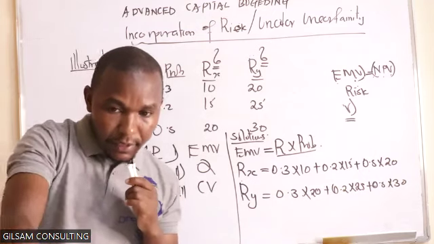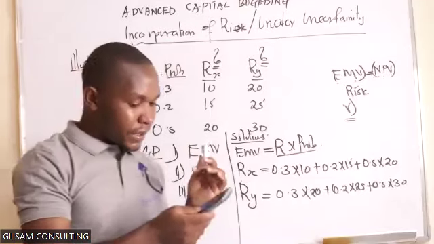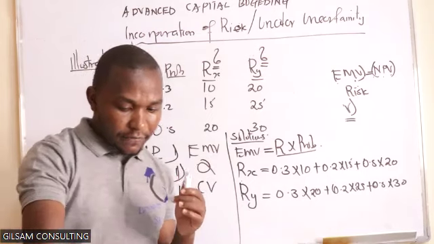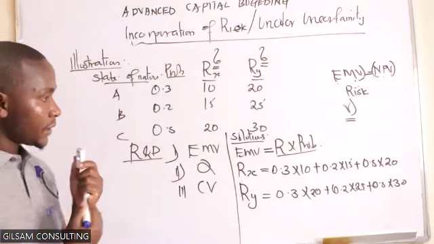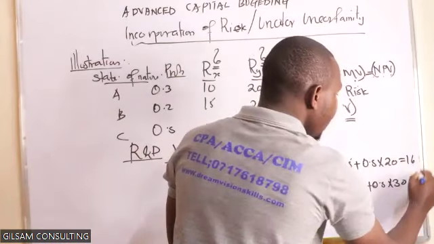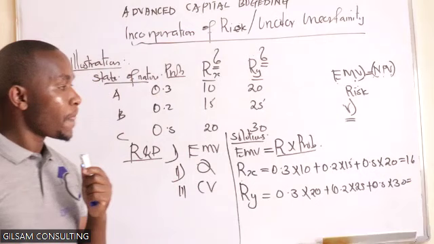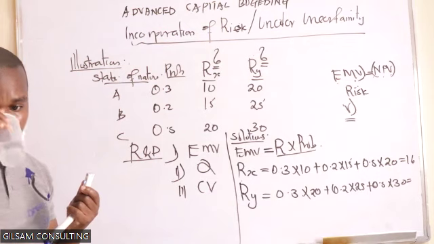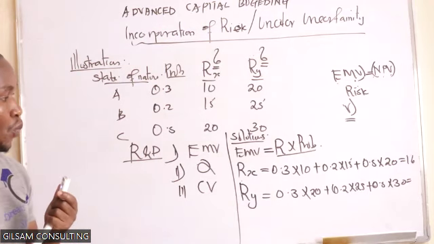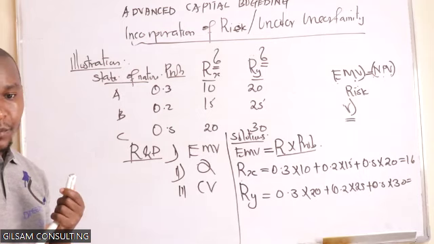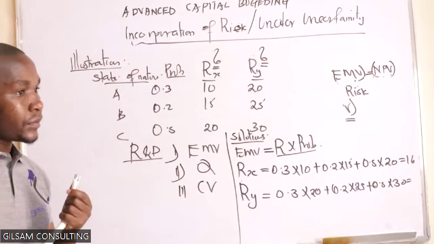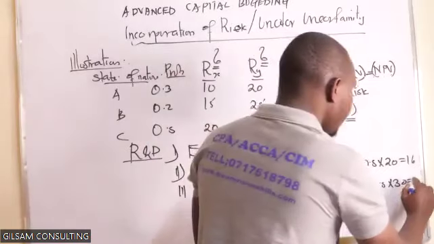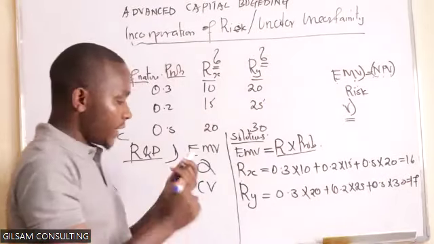So put in your calculator. What do you get? The first one is 16. 16. The second one is 17. So these are now the expected returns.